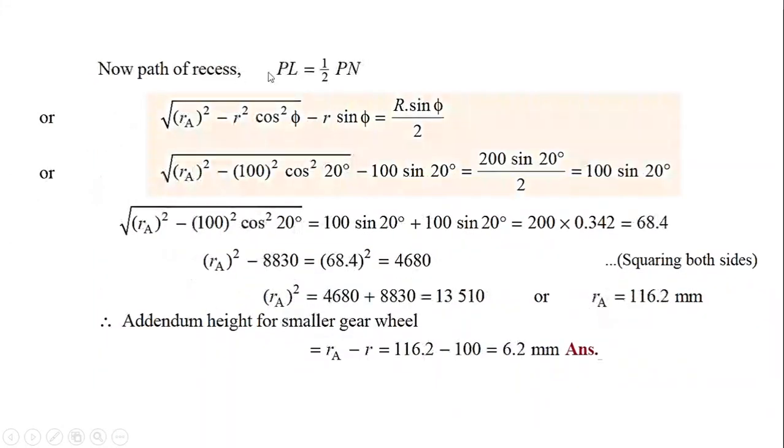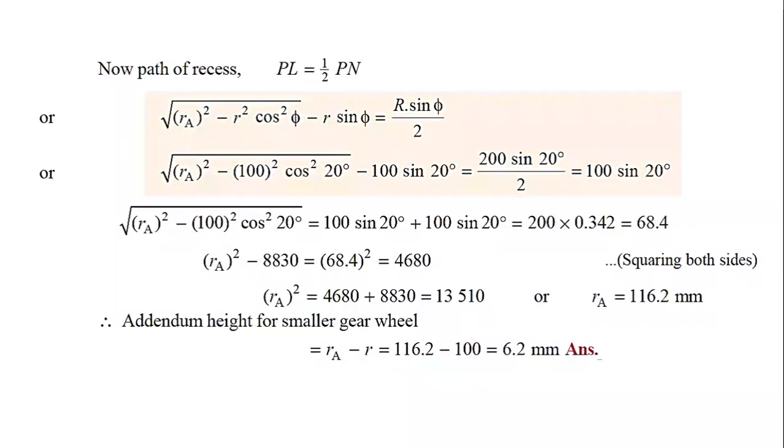Similarly, you will find the addendum of the pinion wheel. PL equals half into PN: small RA square minus R square cos square phi, minus R into sin phi, equals capital R sin phi divided by 2. Using this relation, you will find the value of small RA. Similarly, we find the addendum value of the pinion wheel. Here the pinion addendum value is 6.2 millimeter. Simple only.